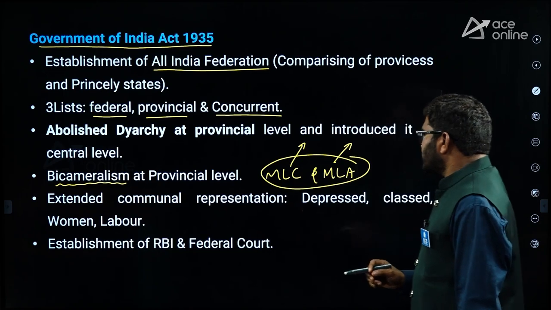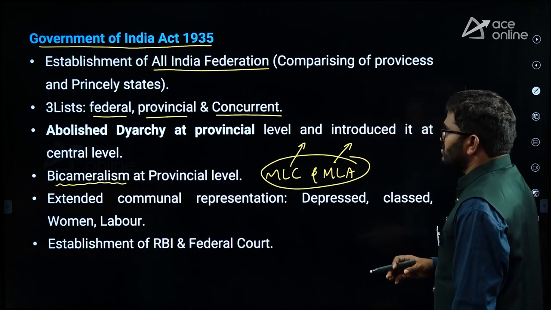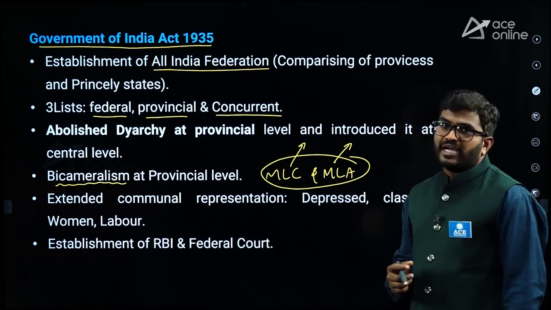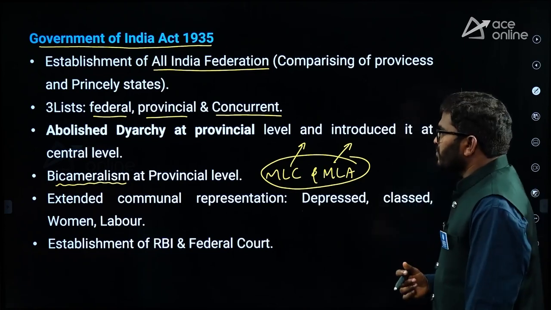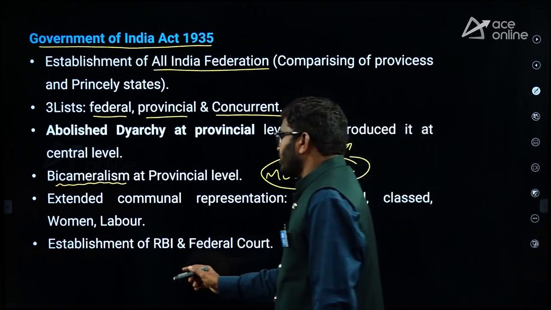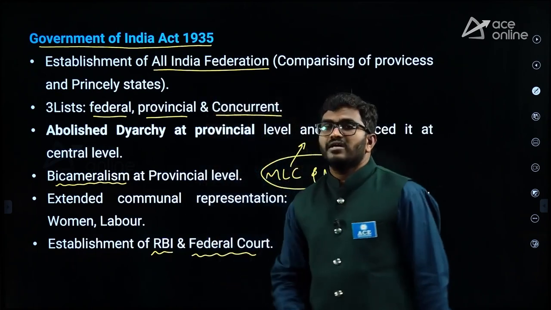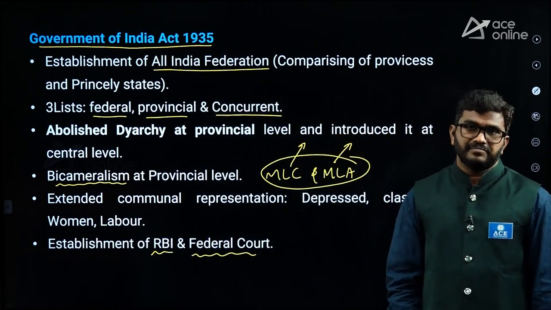It extended communal representation to depressed classes, women and labor, who were allowed to cast their vote in the electoral form. The establishment of the RBI, Reserve Bank of India, and the federal courts also happened in this 1935 Act.